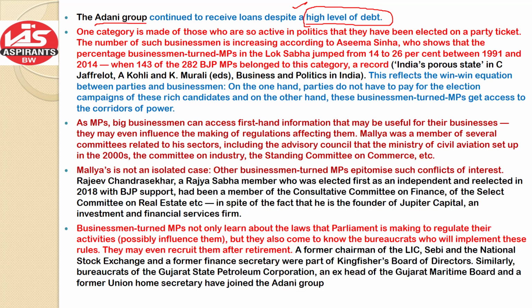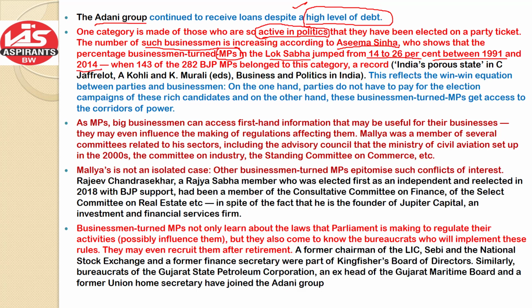Now the author says that one category of these cronies is made of those people who are active in politics. That means they are businessmen, and they are participating in politics also. They are contesting elections, and maybe they are becoming MPs or MLAs. To prove this, the author cites Asima Sinha, who said that the percentage of businessmen who turned politicians has increased in the Lok Sabha, jumping from 14% to 26% between 1991 and 2014.